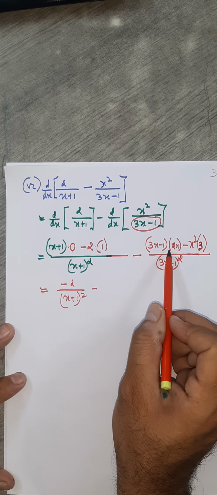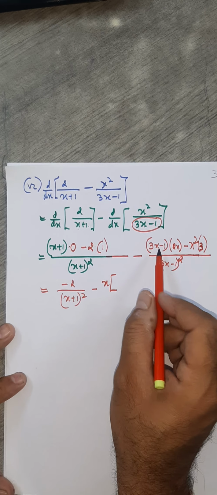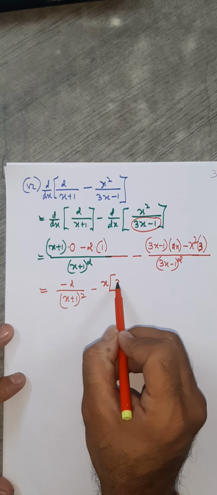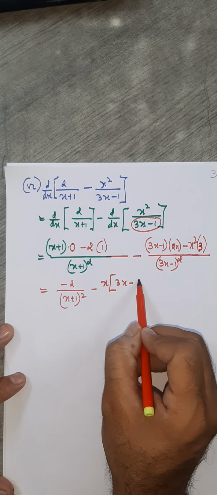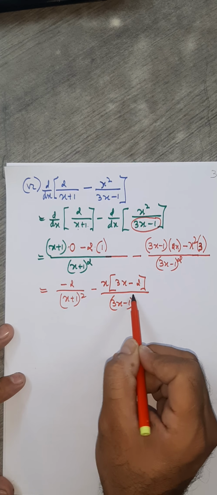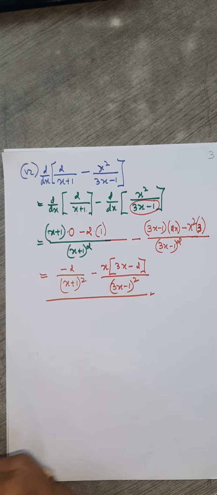Here, if you just take x common, this is 6x minus 3x, so we'll get 3x, and this is minus 2, just simplify, upon 3x minus 1 the whole square. That's the derivative of this function.